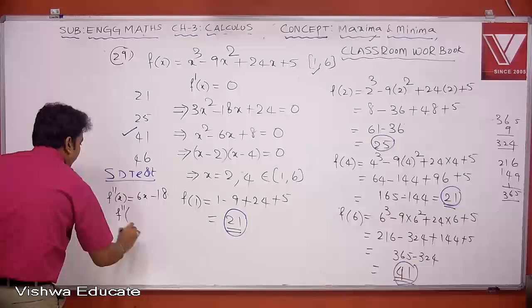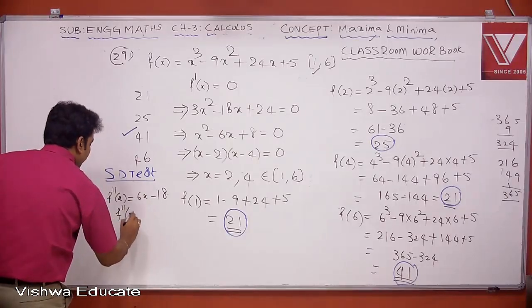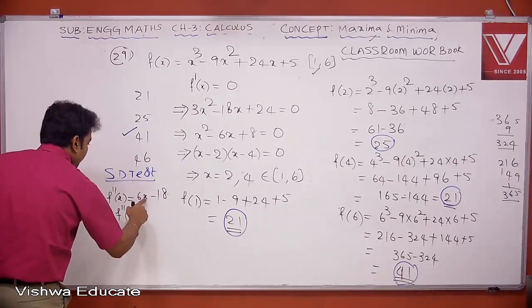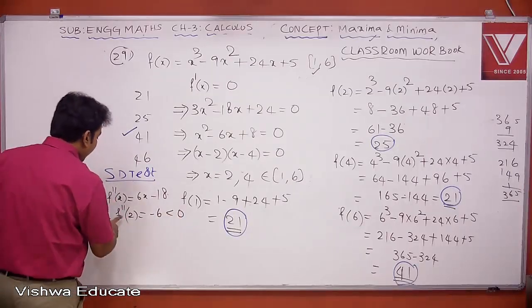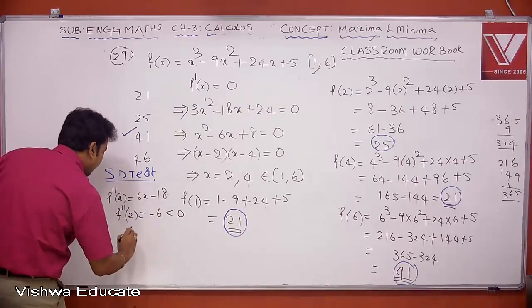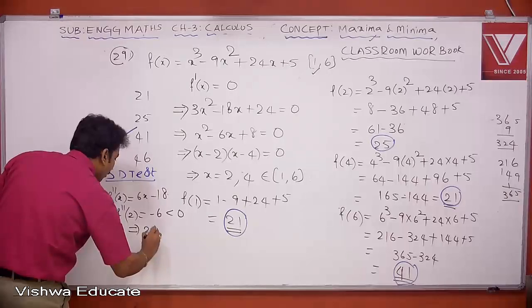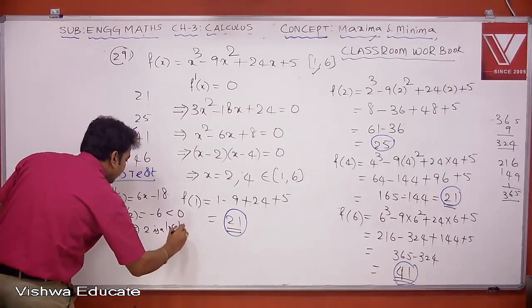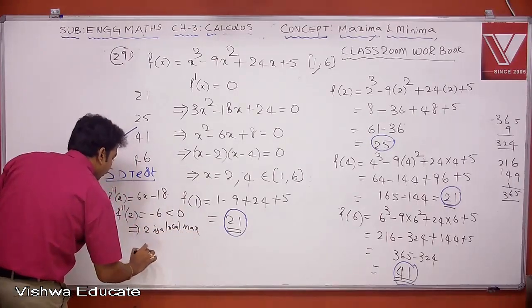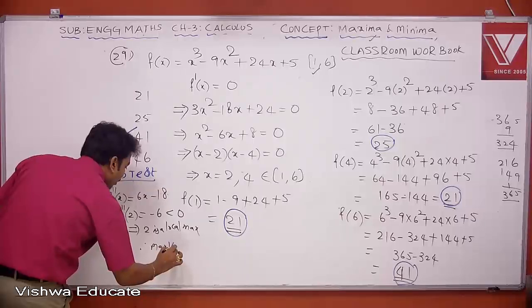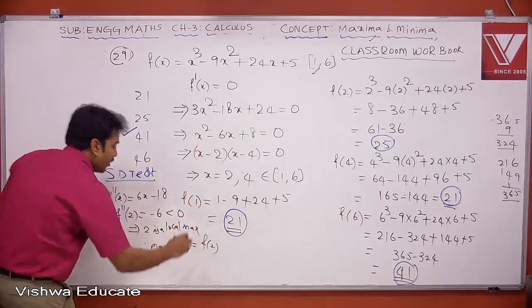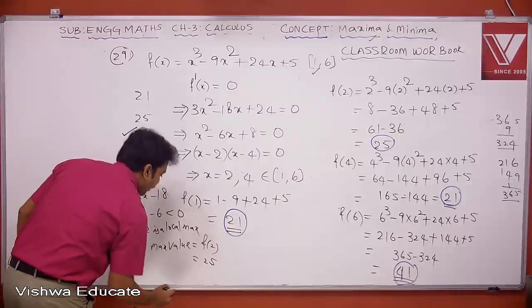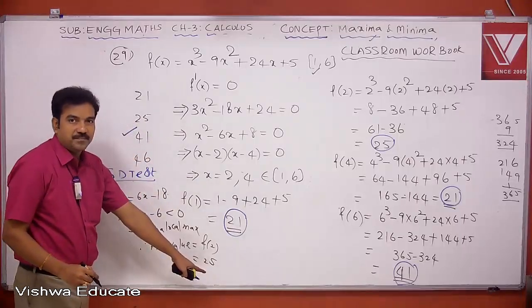Now replace x by the stationary point 2. So f double dash of 2 is 12 minus 18, which is minus 6. It seems to be negative. When the second derivative at a stationary point is negative, it implies 2 is a local maximum. Therefore, maximum value equal to f of 2. But what is f of 2? Already we got it. This is 25. So we got maximum value is 25.